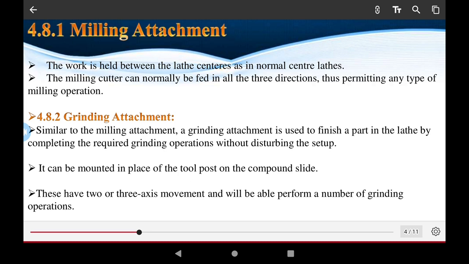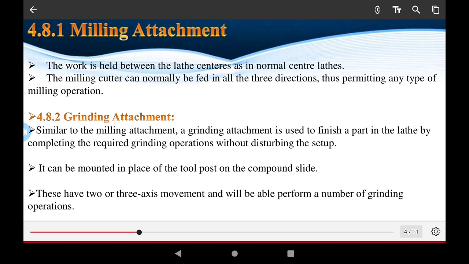It can be mounted in the place of the tool post on the compound slide. The compound slide is also used for one or more mechanisms, transmitting power with the help of sliding motion. One mechanism rotates on the surface of the other mechanism. Okay, it can be mounted in place of the tool post on the compound slide.